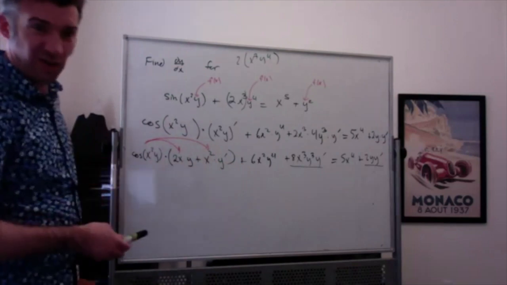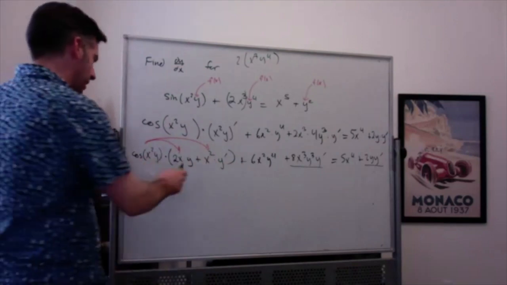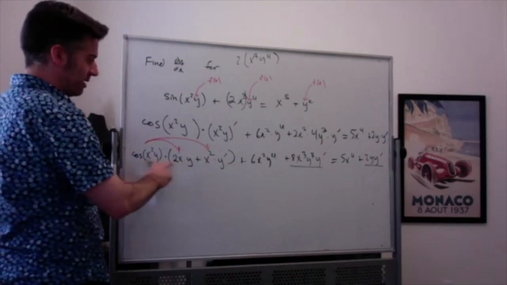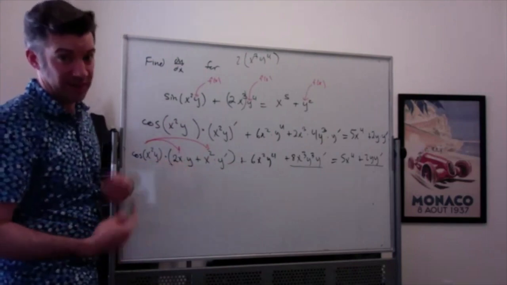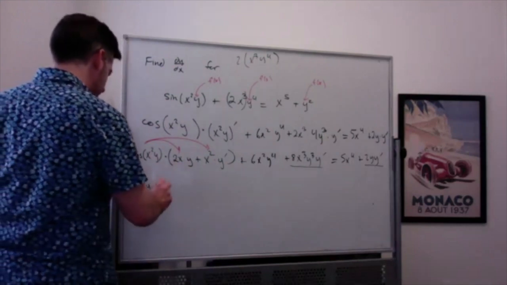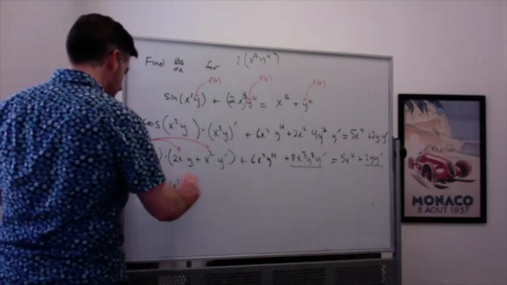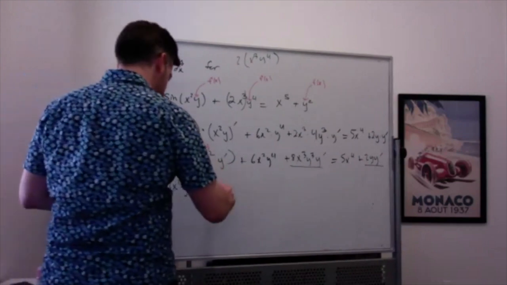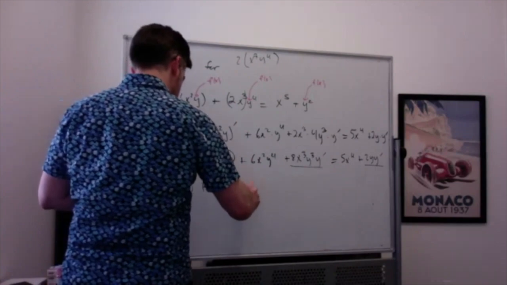So yeah, this is a lot of writing. Okay, so what do I get? I'm going to write it in the more standard way, which instead of writing cosine of x squared y times 2xy, I'm going to write it as 2xy times cosine of x squared y. So I get 2xy times cosine of x squared y plus x squared y prime times cosine of x squared y.